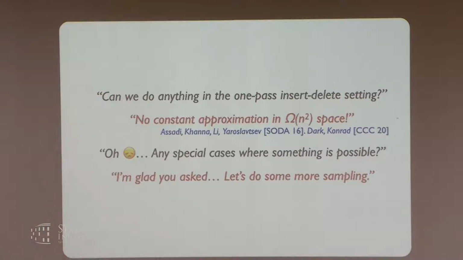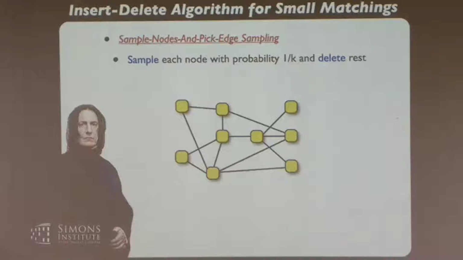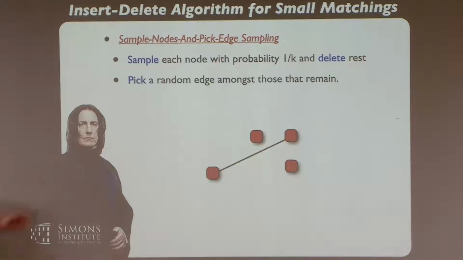So far we've seen two different types of sampling. We've seen uniform edge sampling, and then we've had a situation where you could come up with weights for the edges on the fly, and you could sample proportionally to those weights. And given a graph, Snape sampling proceeds as follows. It samples each node with probability 1 over k, and deletes the rest. So let's say the sampled nodes are those 4 nodes. I then look at the induced subgraph on those sampled nodes, and I sample an edge uniformly from that induced subgraph. Say that one. So I sample nodes, and I pick an edge from what remains. So it's Snape sampling.